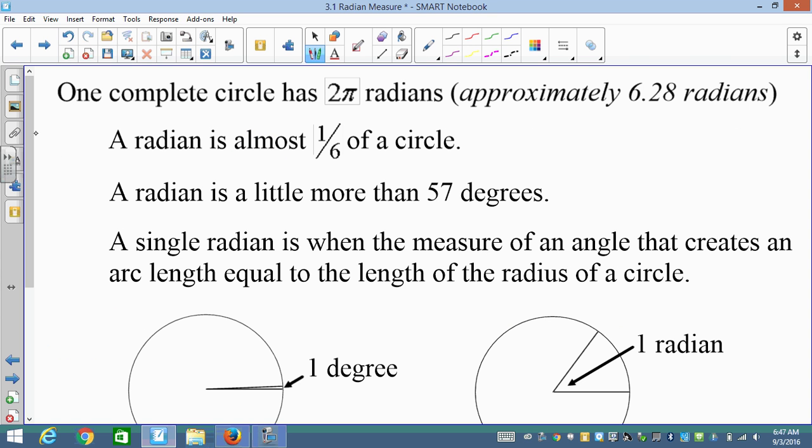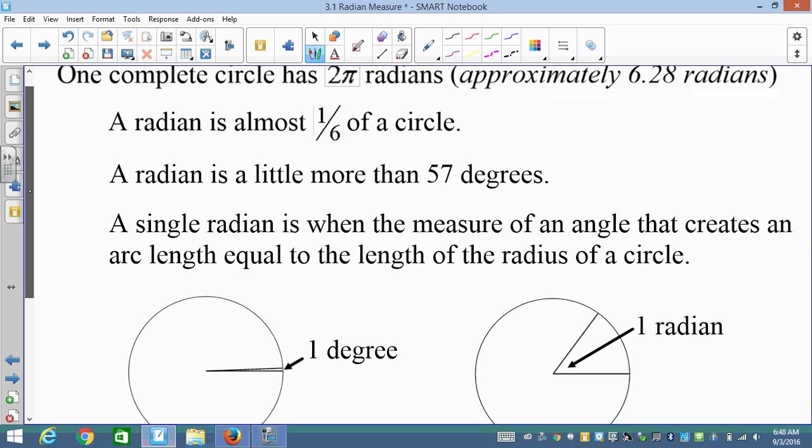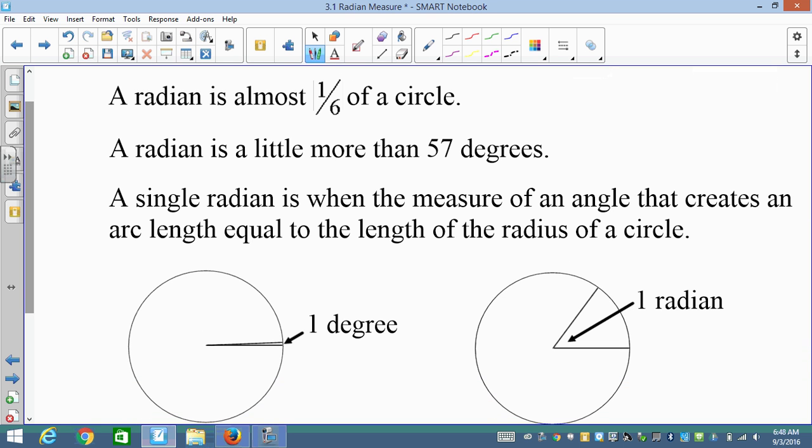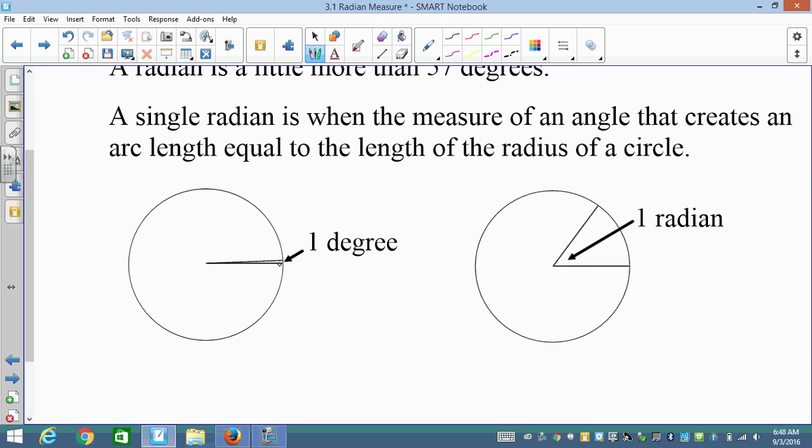Okay, so one complete circle has 2 pi radians, approximately 6.28 radians. A radian is almost 1/6 of a circle. 1 radian is a little more than 57 degrees. So if you go, oh, it's about 60, you'd be right. A single radian is the measure of an angle that creates an arc length equal to the radius of a circle. And here's a picture of 1 degree, very little, and 1 radian. You can see it is quite large.